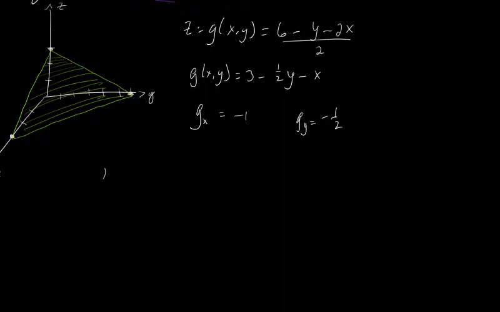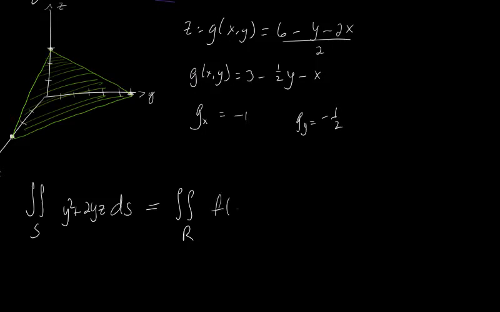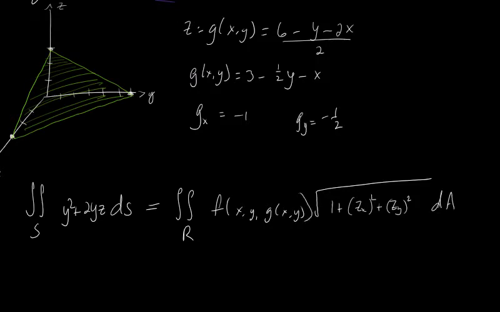So this is going to be our integral across our surface. So we've got our integral over our surface of y squared plus 2yz ds. That's going to be equal to the double integral over the region R, which is the region in the xy plane, of f of x, y, z, where z is g of xy, times the square root of 1 plus z sub x squared plus z sub y squared, so that's just g sub x and g sub y here, dA.